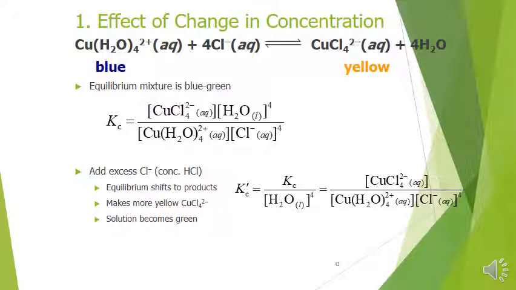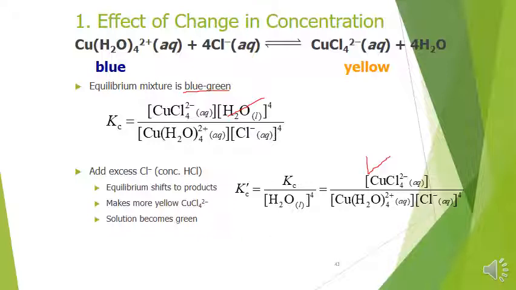I have this chemical reaction here, and it changes from blue to yellow. At equilibrium, because you have blue and yellow, it's going to look blue-green. Then you can write the equilibrium expression as the following, and we can rewrite it even. We're going to get rid of the water, and then you could write it simply as this.